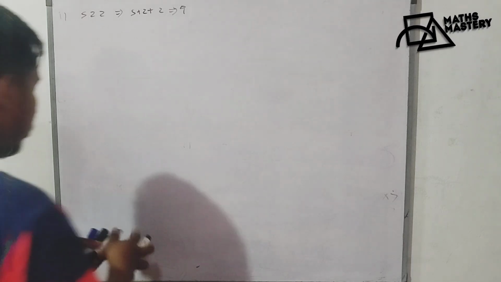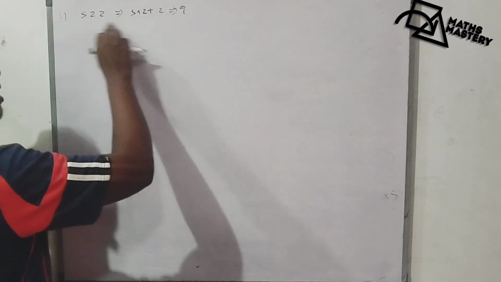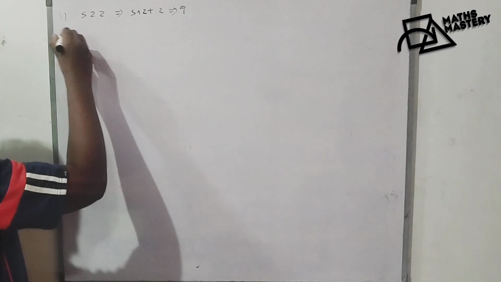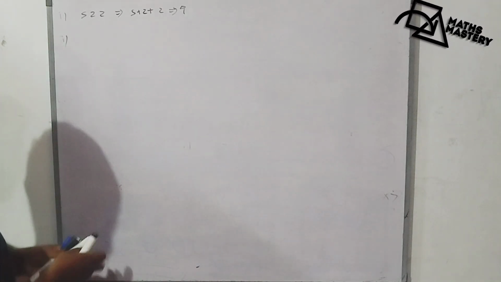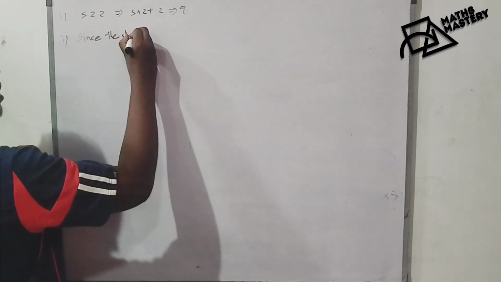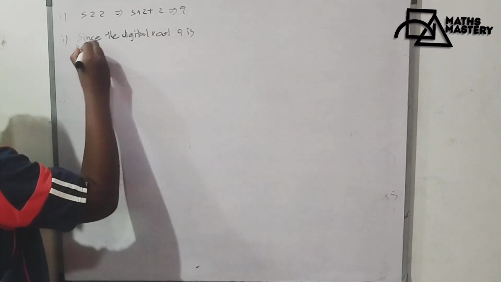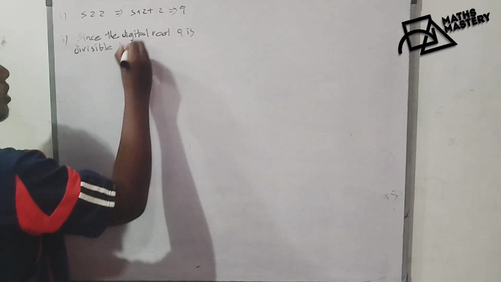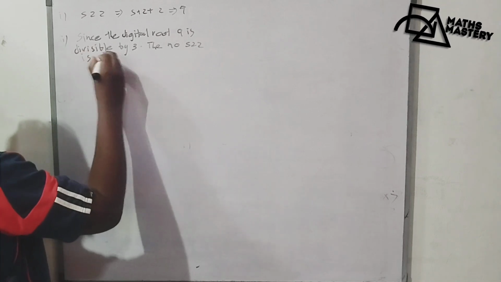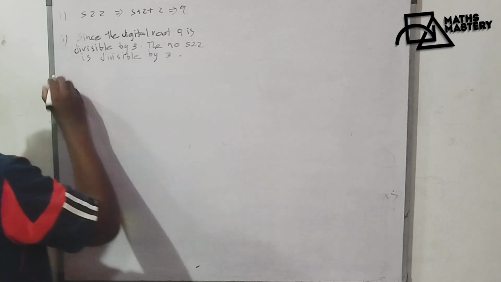So students, you can see the digital root is 9, right? We learned in the theory class, if the digital root is divisible by 3, then the number is divisible by 3. So what are you going to write? Since the digital root 9 is divisible by 3, the number 522 is divisible by 3. Simple.